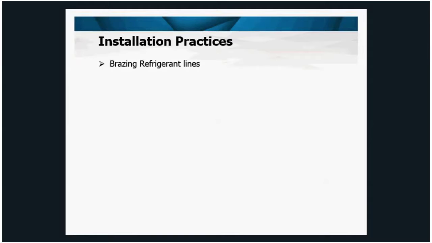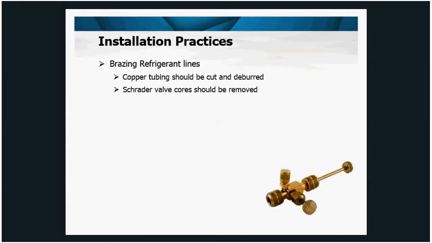Other installation practices, brazing refrigerant lines. We've talked about brazing in other modules. Obviously, we need to cut our tubing and make sure it's deburred. When we're installing equipment, though, we're usually doing the brazing at the service valves, at the outdoor unit, and sometimes on the valves at the indoor coil, depending on how it's set up.